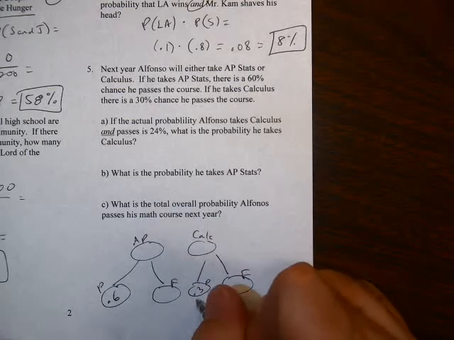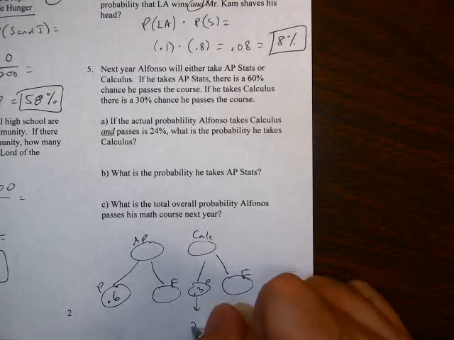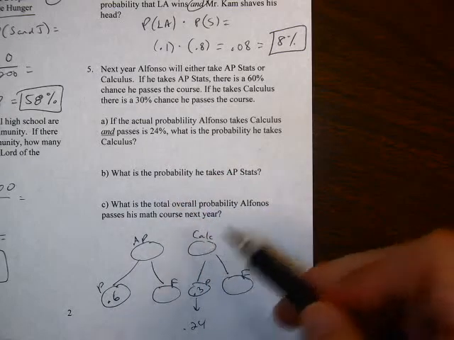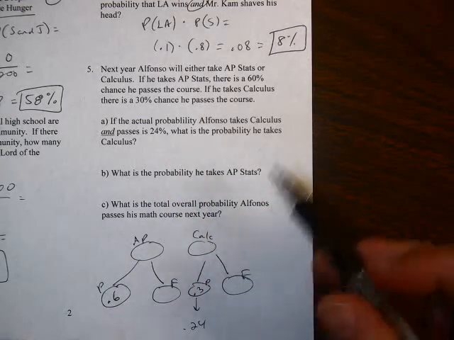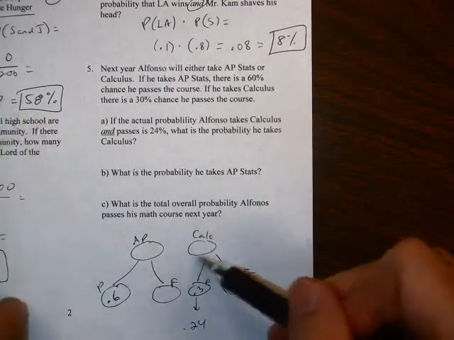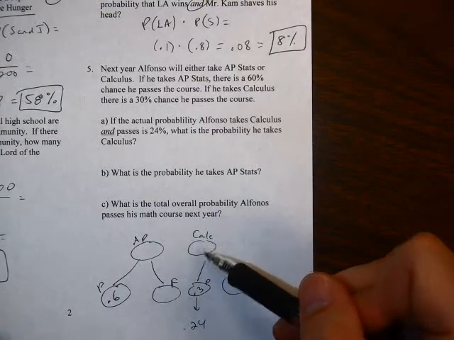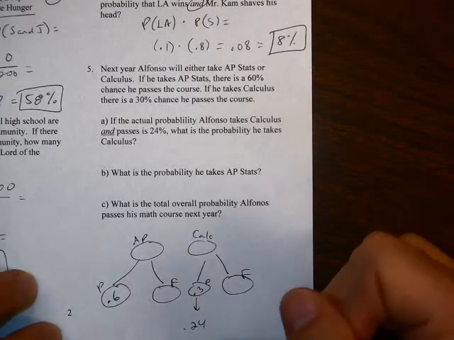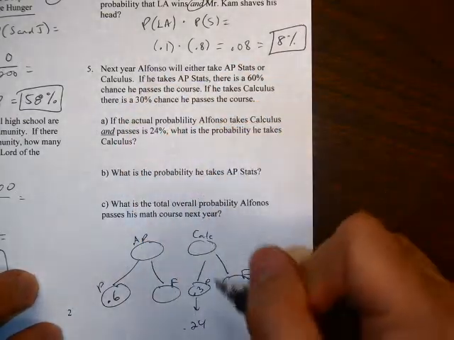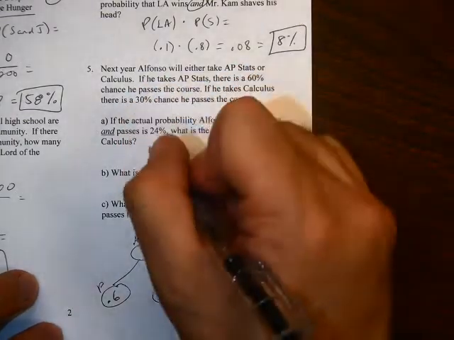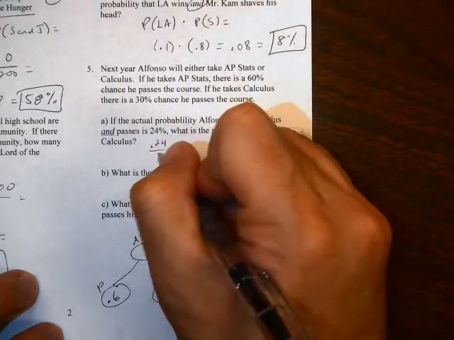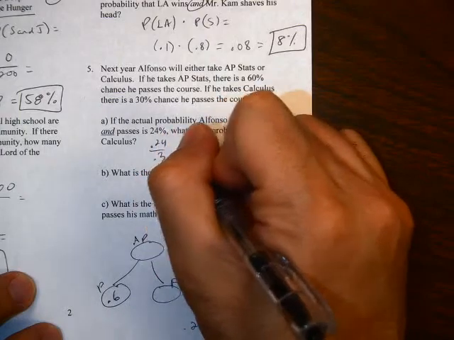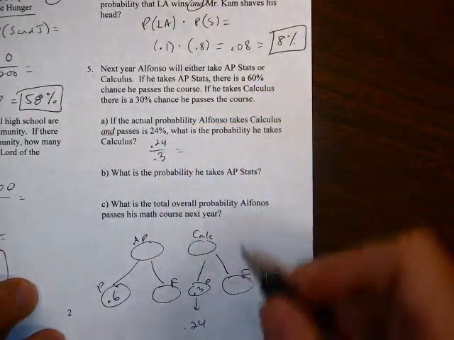Part A says if the actual probability Alfonso takes Calculus and passes is 24%, meaning he's chosen to take Calculus and then he passes is 24%. What is the probability he takes Calculus? Which means that what we're trying to find is this probability, this percentage, something times 0.3 to give us 0.24. Now, since we're working backwards, you can either guess and check. You can just plug numbers in, or you can take that 0.24 at the end after he's taken it and passed it and divide it by the 0.3 chance of passing.